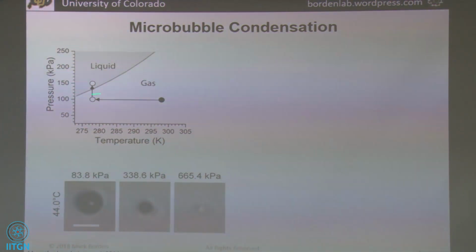It's actually not cooled, it's actually heated to 44 degrees Celsius in this case. And we pressurize it. So we go from atmospheric pressure in Boulder, Colorado, and we pressurize it to about 300 kilopascal. We see a reduction in size.